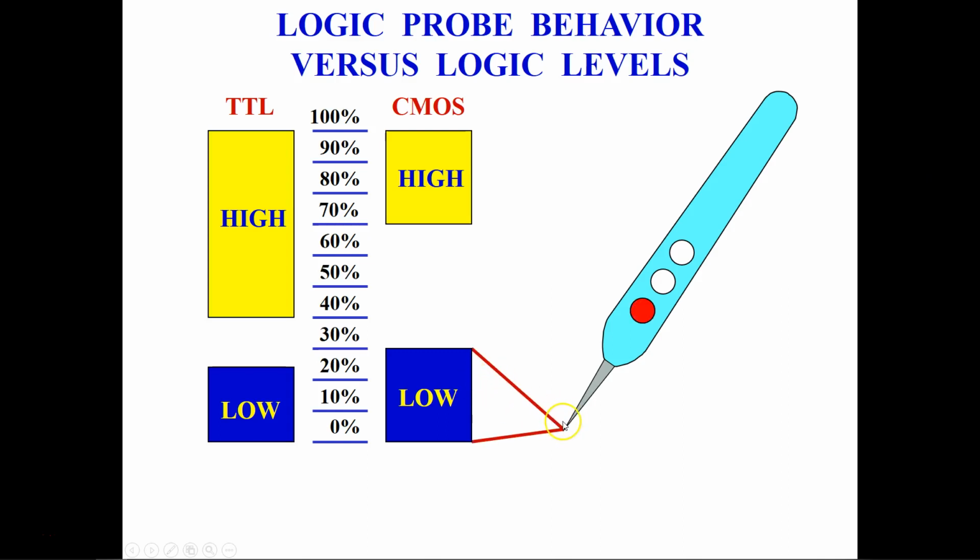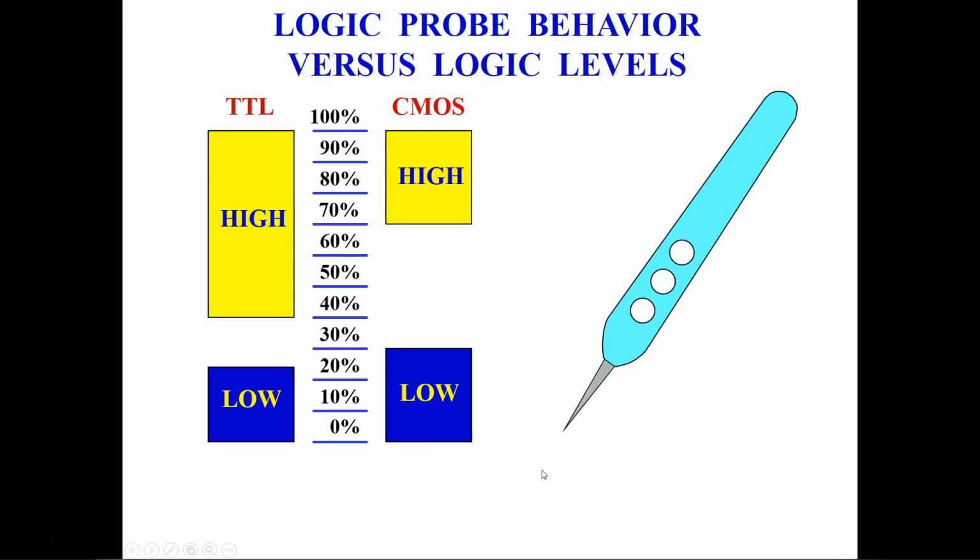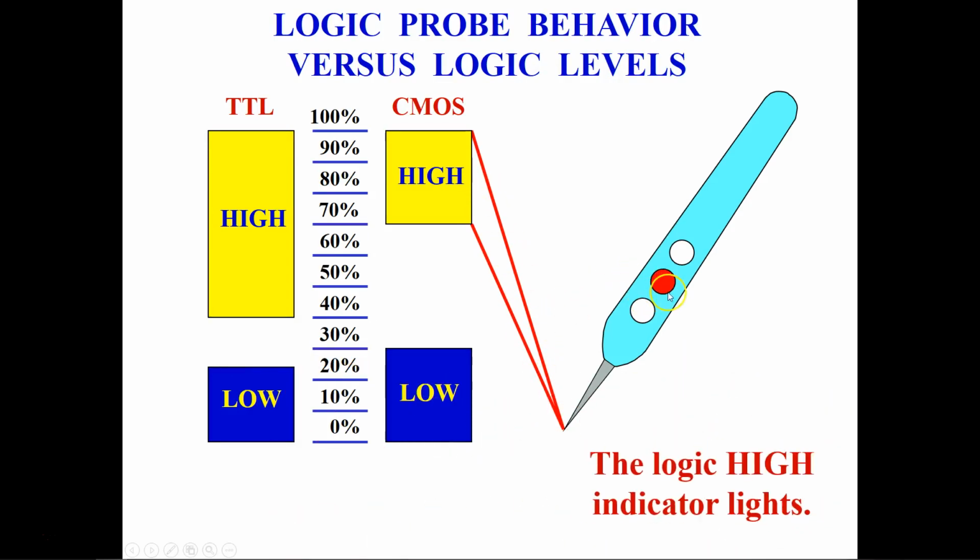When the logic probe is connected to the lower level, then the logic low indicator will brighten up. As you can see here, the test point is connected to the low region in the CMOS. Now in the second case, when it is connected to the high region, then the indicator is different, and this indicator shows that the logic is high.